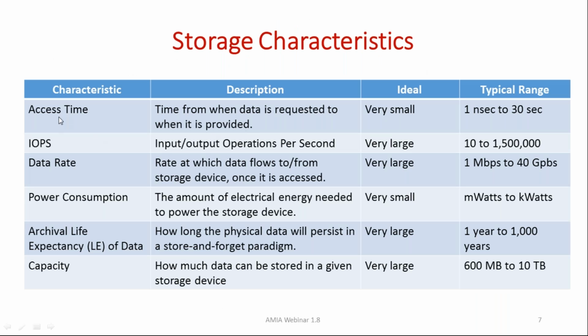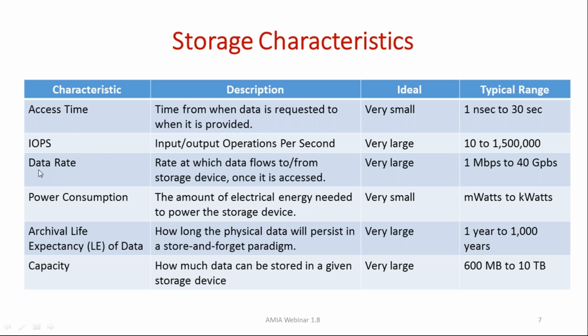This is good. So we've talked about access time. Another characteristic that is often talked about is IOPS, or input-output operations per second. That's basically how many times a storage device can respond to a request for data in 1 second of time, and that ranges from 10 to 1,500,000. Very wide range here. Back to access time, the typical range is from a nanosecond up to about 30 seconds, which of course is a much longer time.